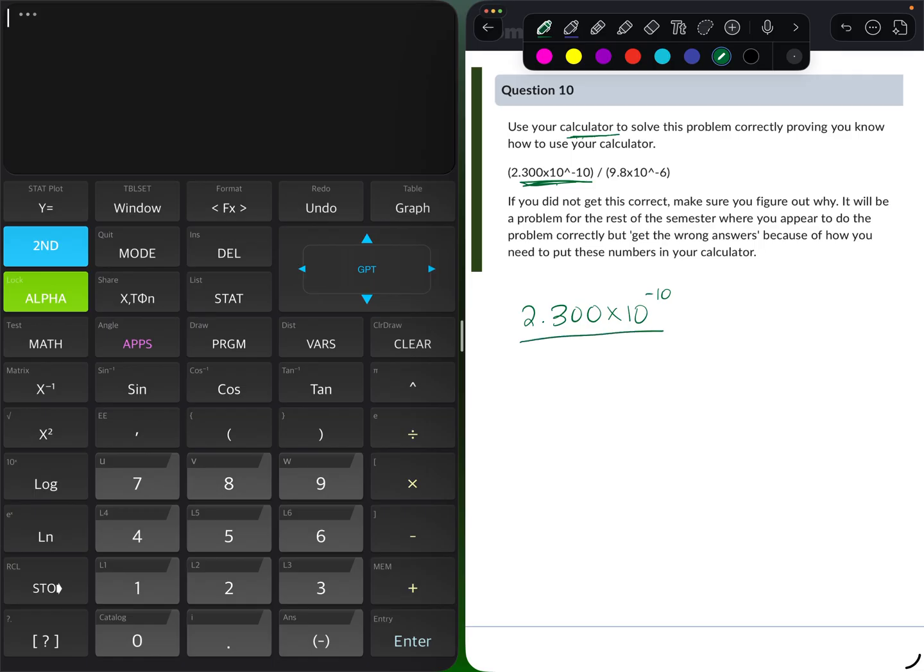And it's this number divided by, I'm rewriting this the way we would handwrite it, 9.8 times 10 to the minus 6. And I want to plug this into my calculator. If you look over here on the left, you can't see my fingers doing it, but you can see the keys as they press down. I'm going to press the 2.300. And then instead of clicking times 10 raised to the power, I'm going to use the scientific notation button.